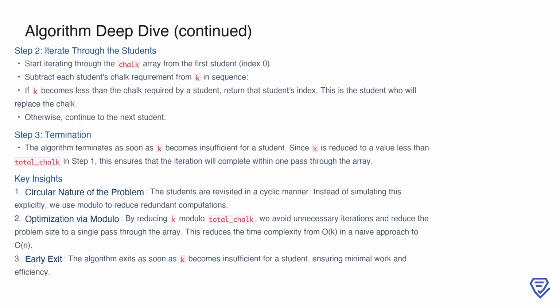By leveraging the circular nature of the problem and the modulo operation in step 1, we avoid simulating the full rotation of students, which would be computationally expensive. This reduces the time complexity to O(n), where n is the size of the chalk array. Additionally, the early exit ensures that we perform the least amount of work necessary to arrive at the solution.